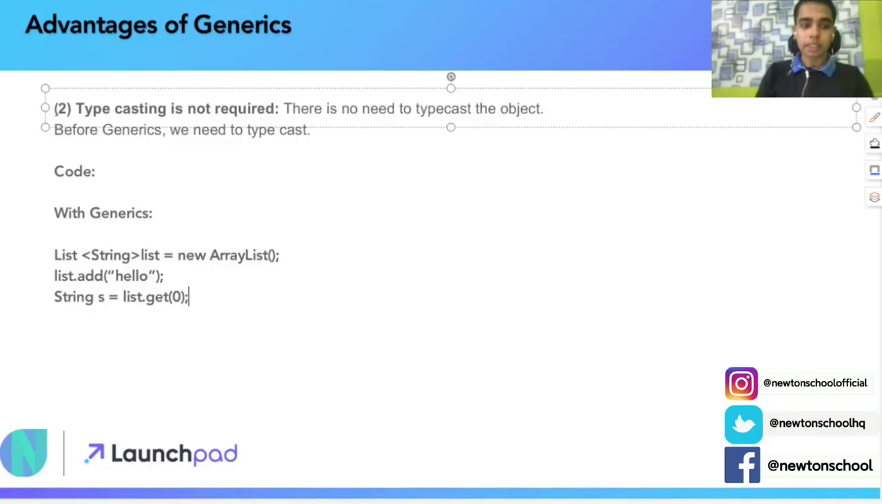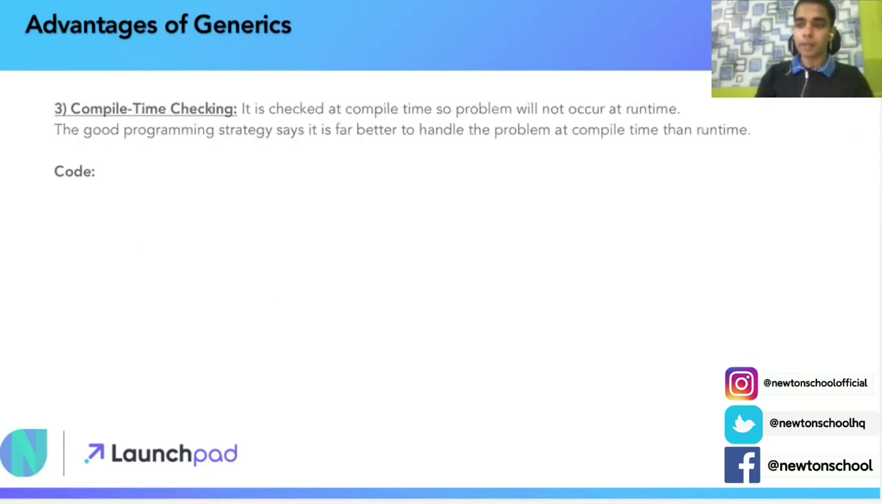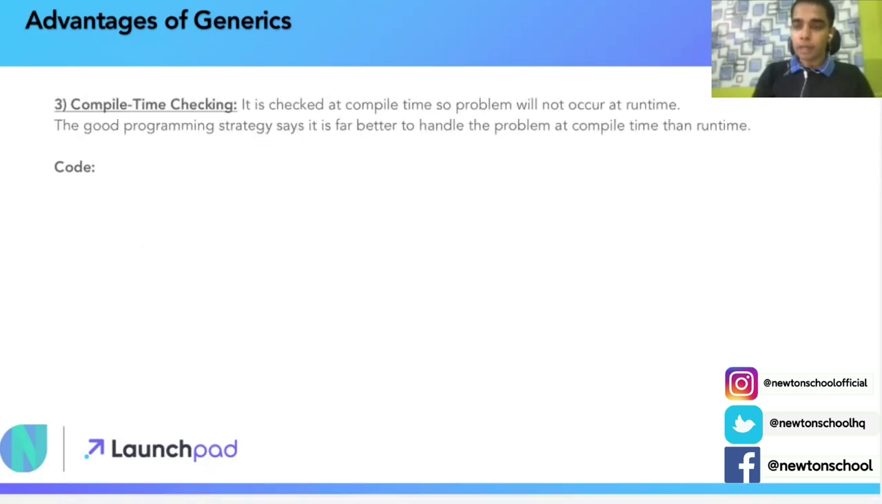Let's talk about the third and most crucial advantage, compile time checking. Very, very important. Compile time checking helps us identify problems at compile time instead of runtime. And obviously, as a good programming strategy, you have to handle problems at compile time instead of at runtime. This case was resolved by using generics. Let's take an example.